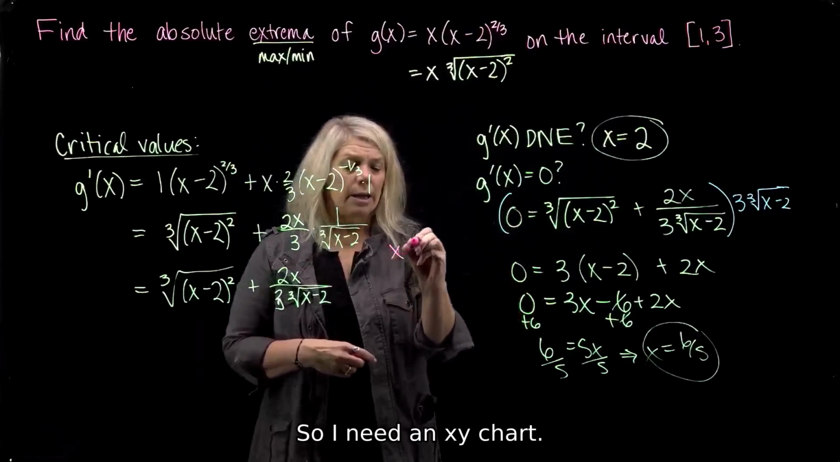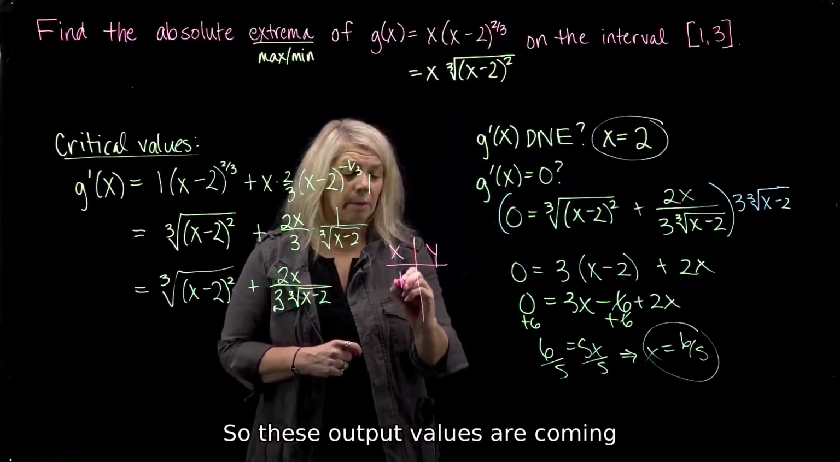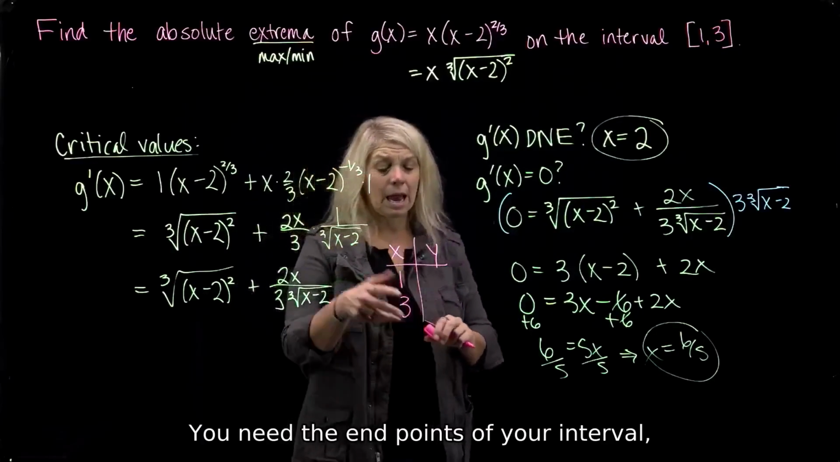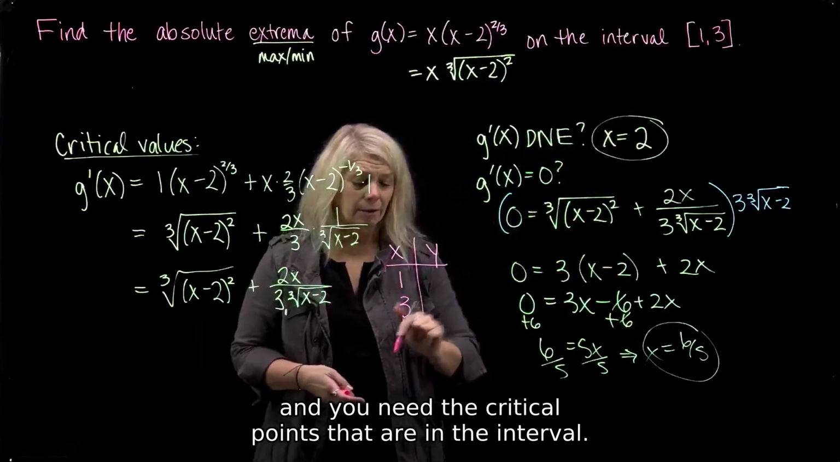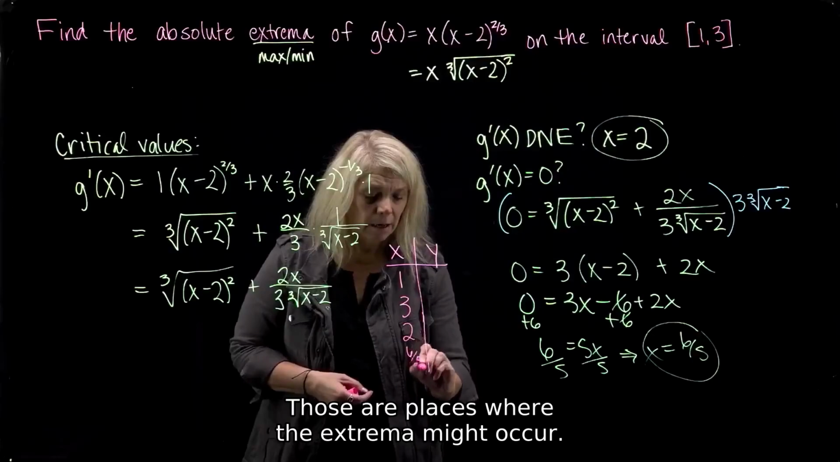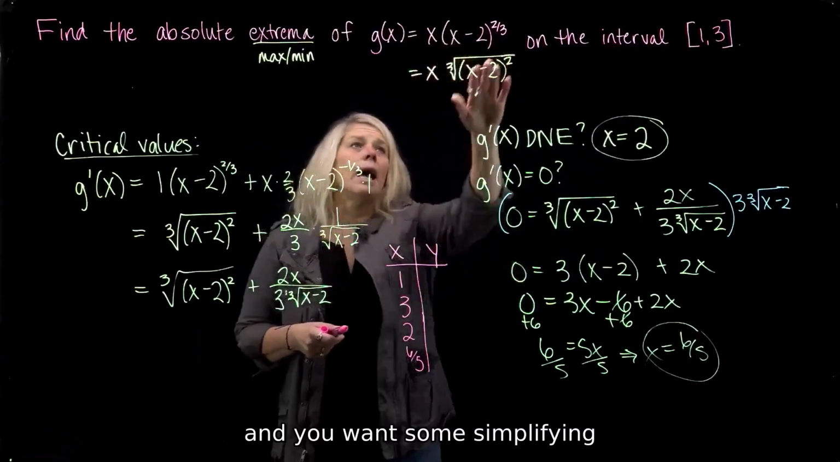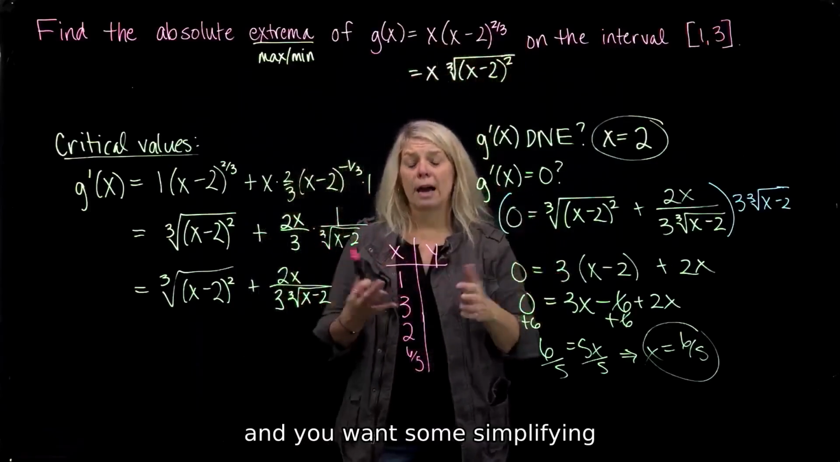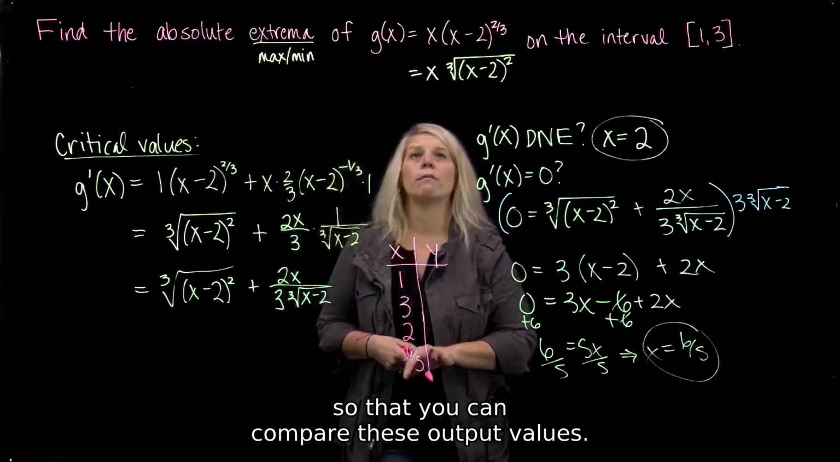So I need an XY chart. These are points. These output values are coming from your original function. You need the endpoints of your interval, and you need the critical points that are in the interval. Those are places where the extrema might occur. Okay, so I'm going to plug these into the function here, and you want some simplifying or some decimal approximations so that you can compare these output values.